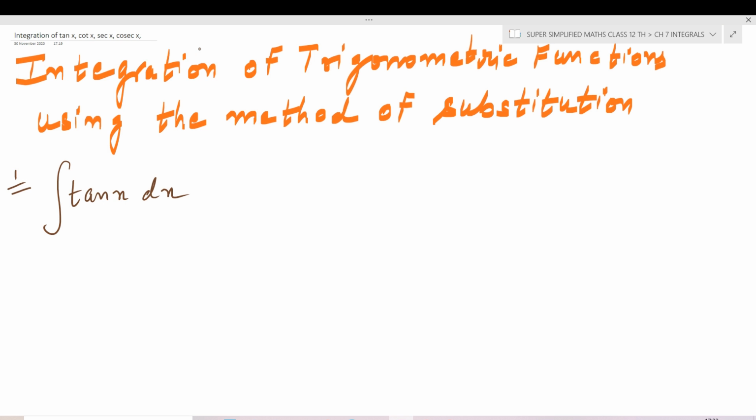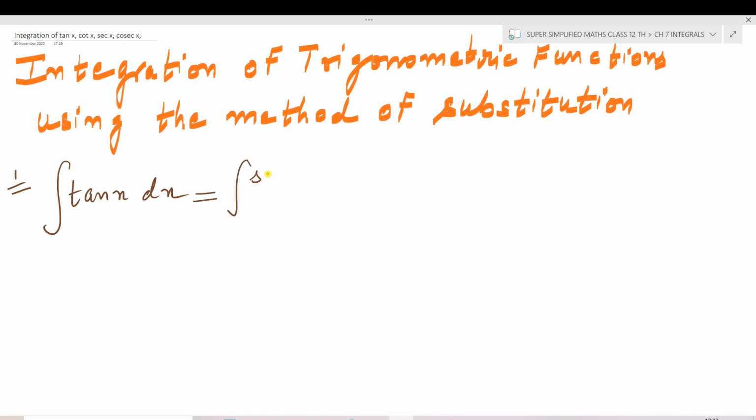Now let us use the method of substitution for finding the integral of some basic trigonometric functions. As you know, we have done the integration of sin x and cos x by using the method of antiderivative. But now consider tan x. You know tan x is not directly the derivative of any expression. So how to find the integration of tan x?